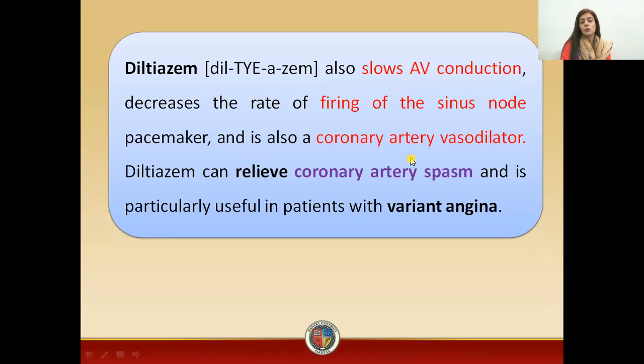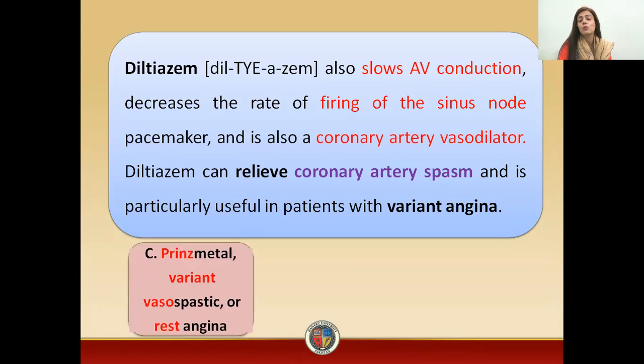This will also lead to coronary artery vasodilation. If I'm saying that this is causing dilation in the coronary artery, I'm trying to say this is the drug which you can use in coronary artery spasm, in which the arteries are constricted. So if this is a dilator, it means this is the drug which you can use in variant angina, which is also known as vasospastic angina, Prinzmetal angina, or rest angina. So students, this was all about the calcium channel blockers in angina.